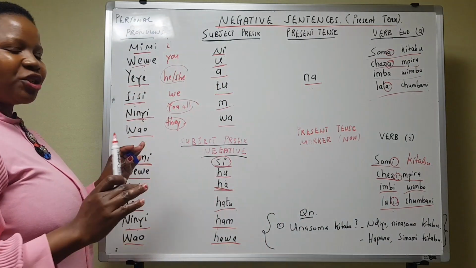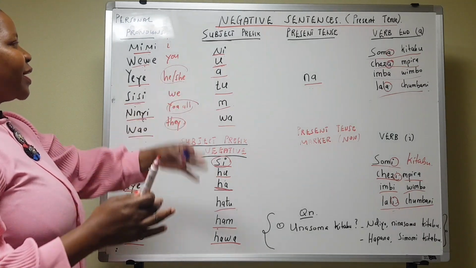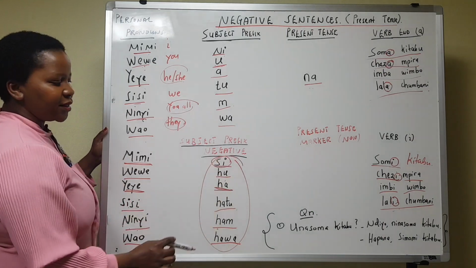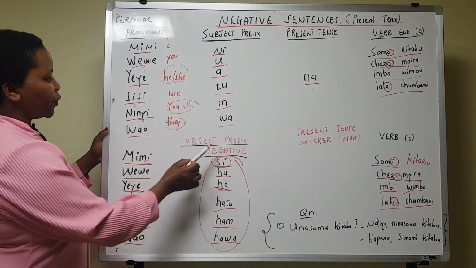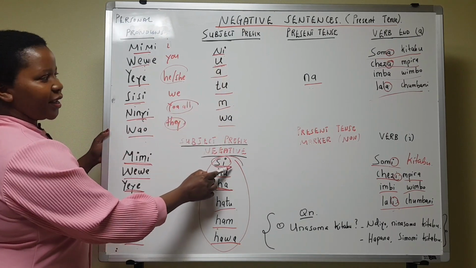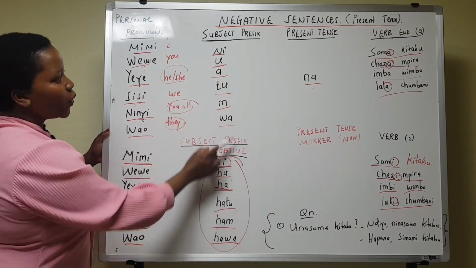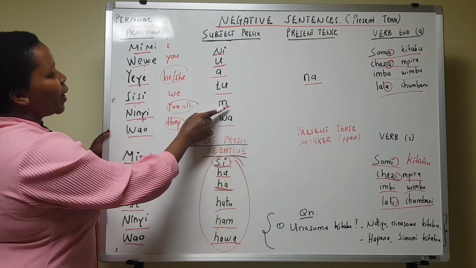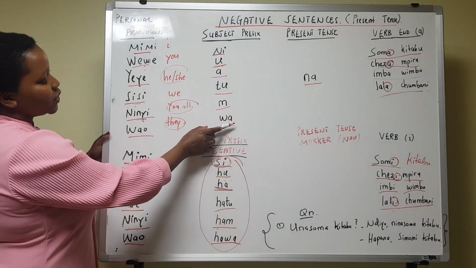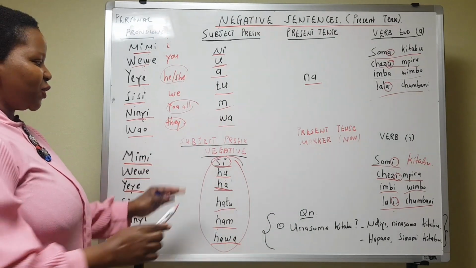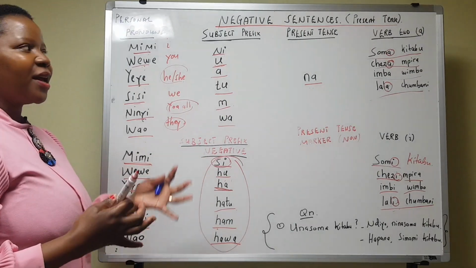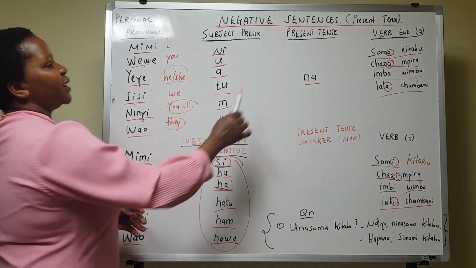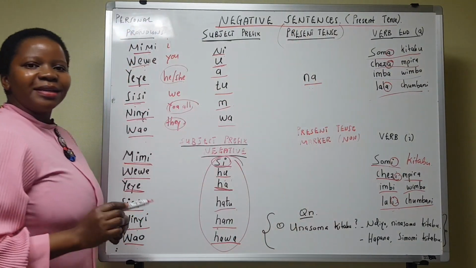Okay? So if you have to change the sentences into a negative form, you need to change also the subject prefixes. So ni changes to si, u changes to hu, a to ha, tu to hatu, m to ham, and wa to hawa. Okay, so this is the formula of how to change positive sentences into negative sentences, but in present tense.